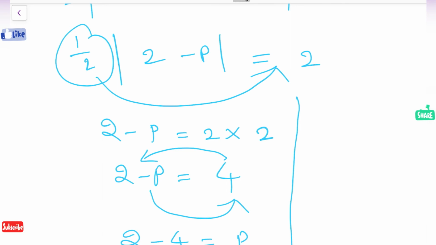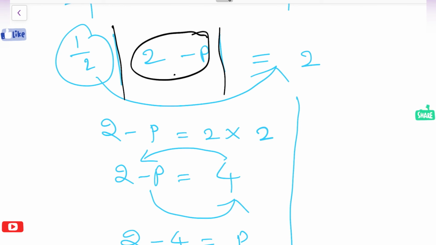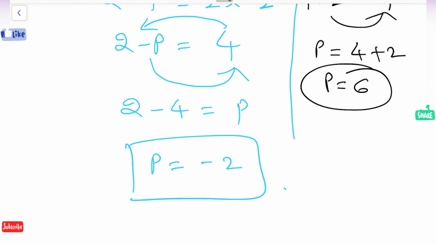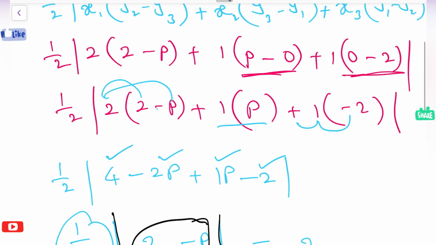This is one, and one more possibility will be there, that is, this is a modulus. So inside of the modulus it will always be positive, so that's why I took 2 minus p as it is. In case 2 minus p is negative, it will become p minus 2 if we remove the modulus, so that will be equal to again 4. So if we take this minus 2 to that side, it will become plus 2. So p equals 4 plus 2, that is nothing but 6. So the possibilities of p value are minus 2 or else 6.